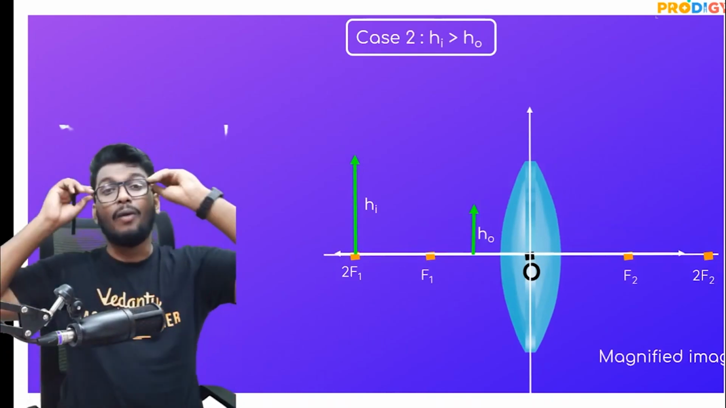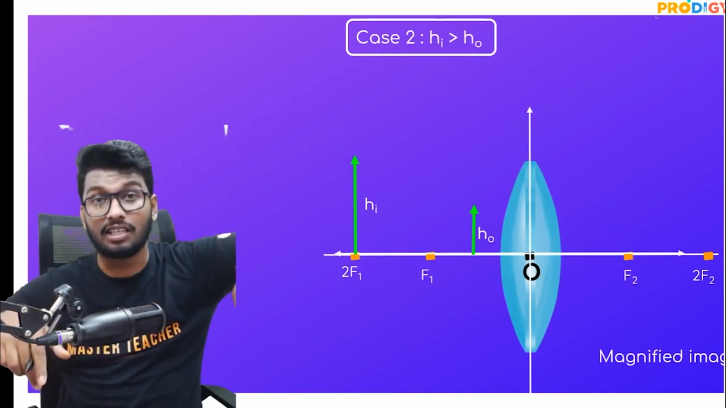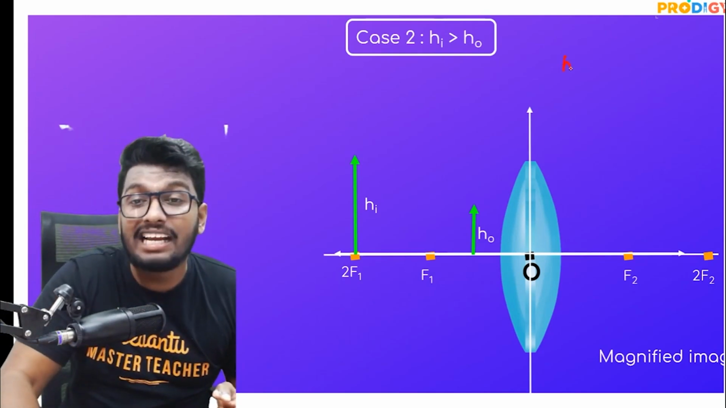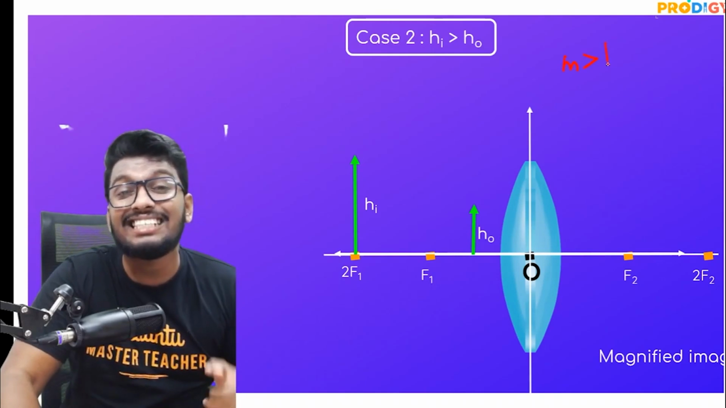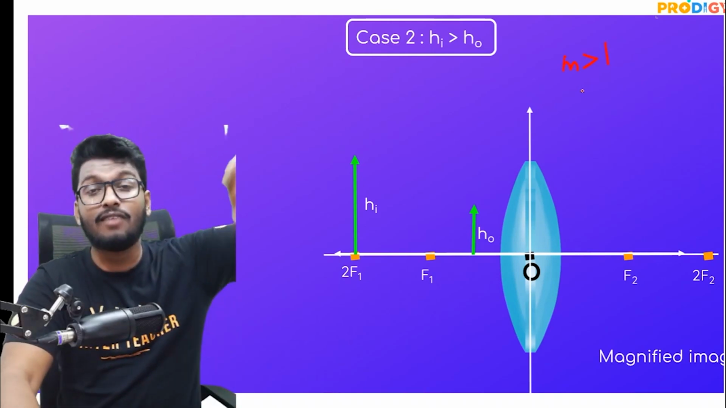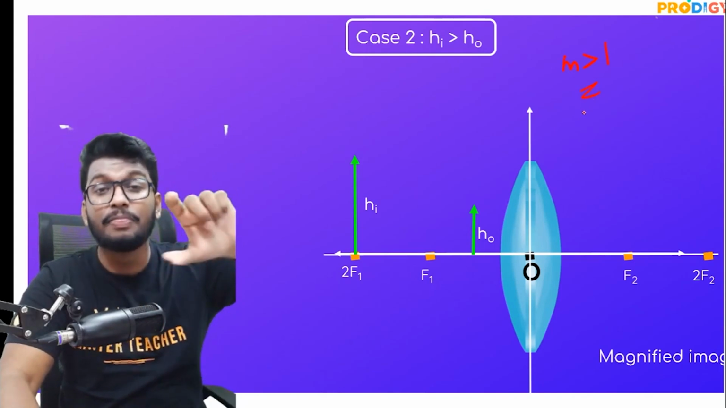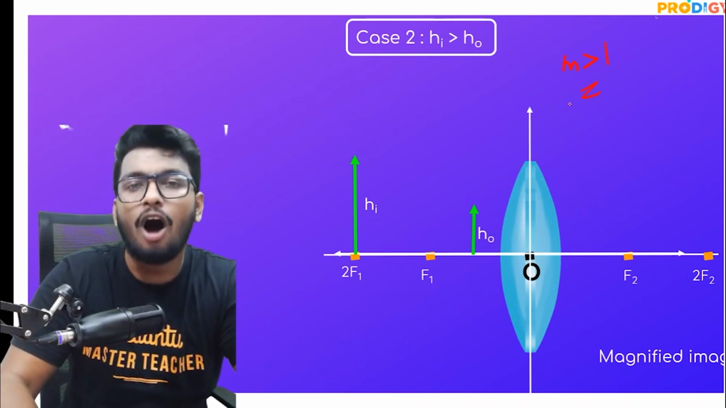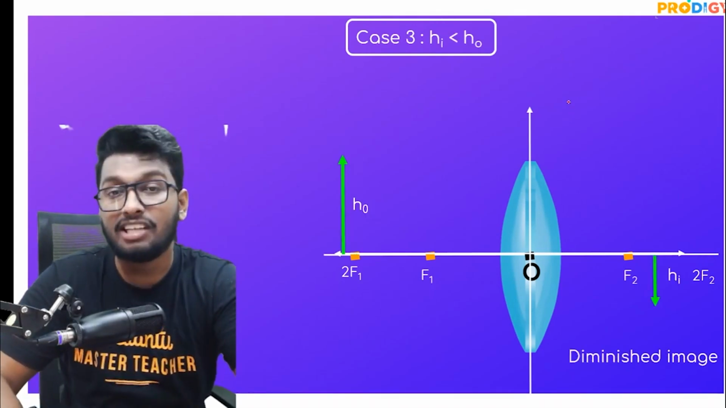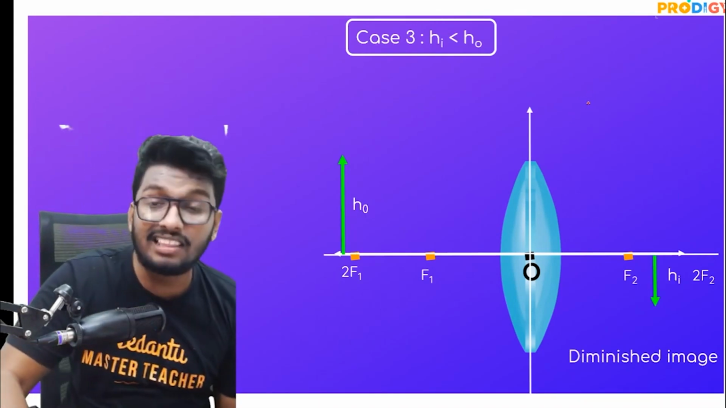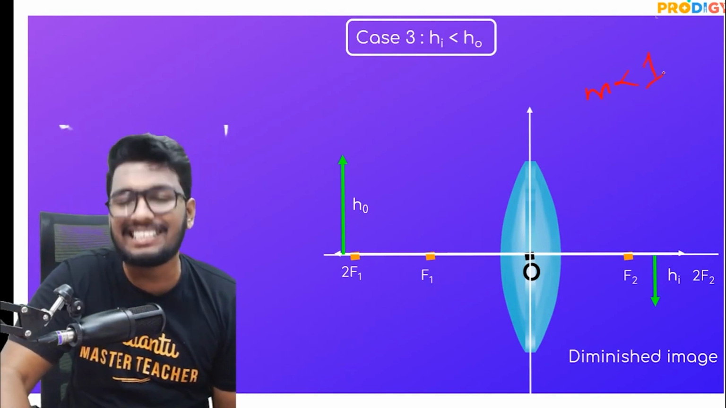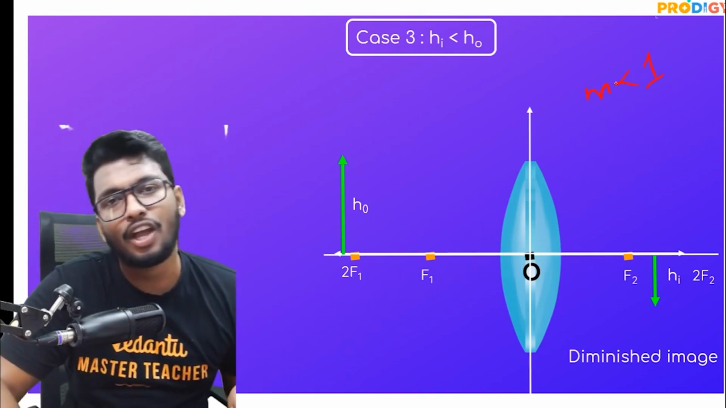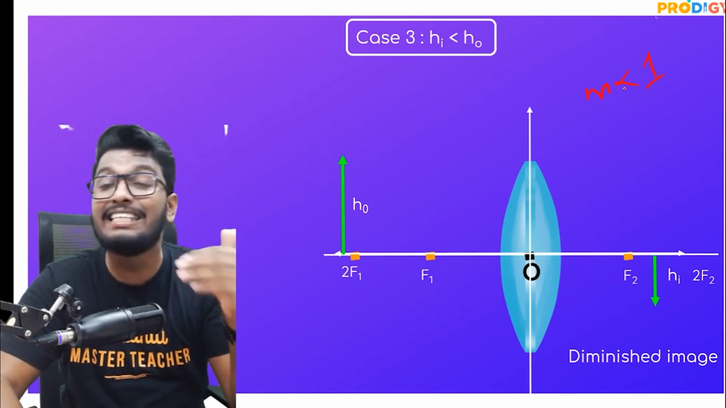Second condition is when the height of the image is bigger than the height of the object. In this case, people, when the height of the image is greater than the height of the object, then magnification value will be greater than 1. If magnification value is greater than 1, that means that it's a magnified image. On the other hand, if the height of the image is less than the height of the object, then the value of M will be less than 1. When you find out the ratio, it will be less than 1. In that case, people, your image is a diminished image.